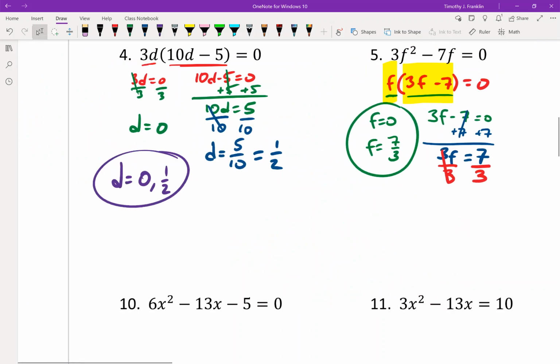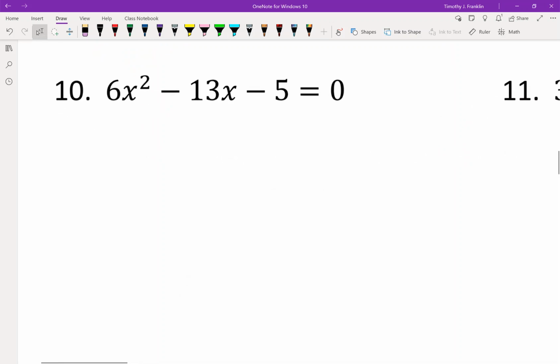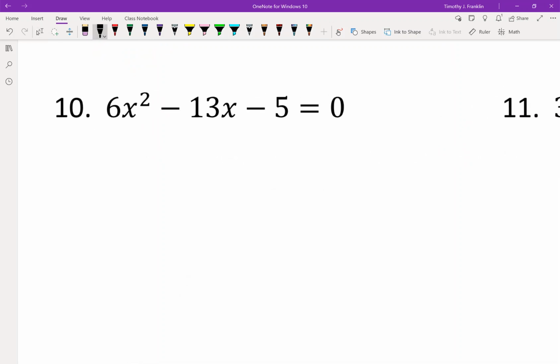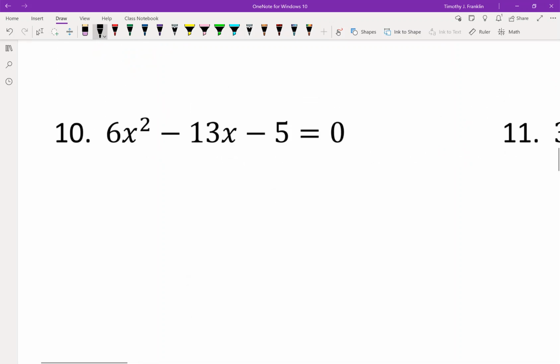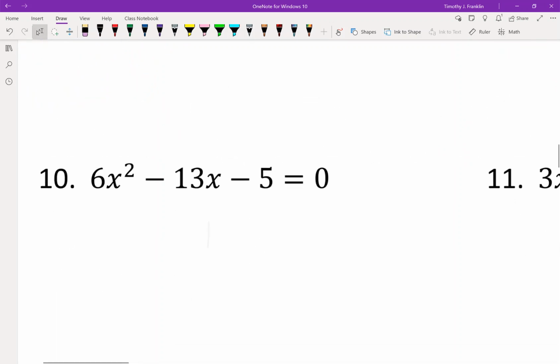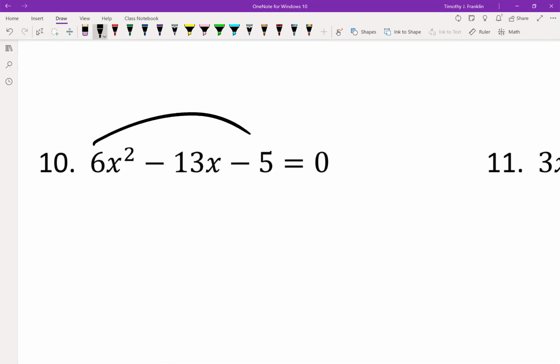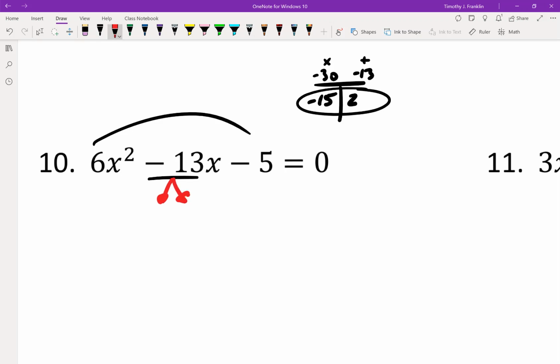All right, let's go to number 10 apparently. Skipped 7, 8, and 9, but that's fine. Okay, we got 6x squared minus 13x minus 5. We need to find 2 numbers that multiply to negative 30 and add to negative 13. Well, I think that'd be 15 and 2 somehow. The sum is negative, so we need a negative 15 and a positive 2. That'll do it. So let's split that middle term.